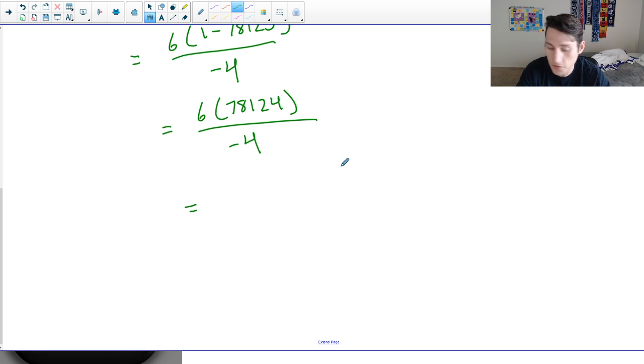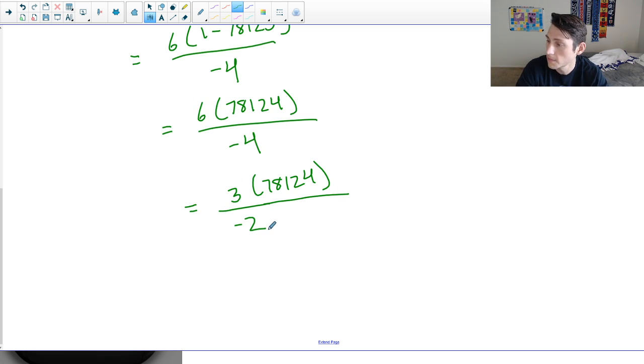And now just simplifying the fraction. We can definitely do, right, 6 and 4 would simplify into 3 and negative 2. So 78,124, and 2 are both divisible by 2. So that would be 39,062.